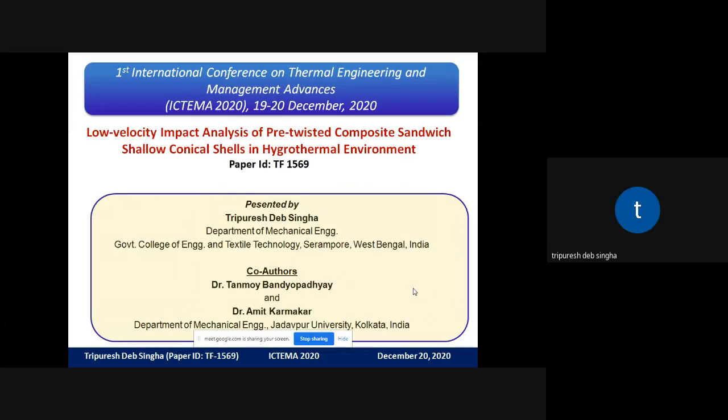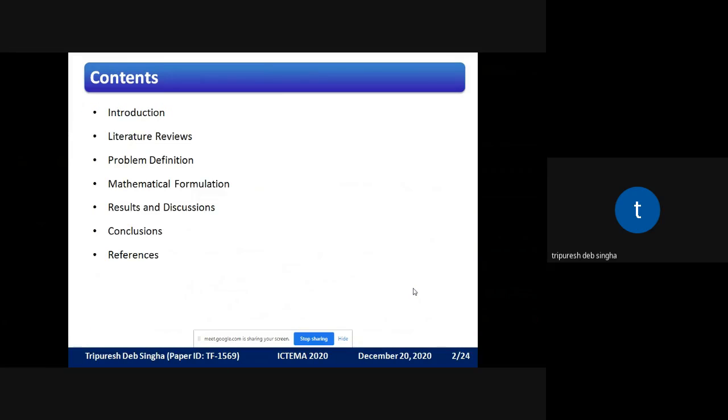Thank you. Continue. Good morning to all of you. Sir, I am Tripura Singh, Assistant Professor of Government College of Engineering and Textile Technology, Shirampur. I will be presenting on the topic low velocity impact analysis of pre-twisted composite sandwich conical shells in hydrothermal environment. In my topic, these contents are there: introduction part, then literature reviews, problem definition, mathematical formulation, results and discussions, conclusions, and some references.